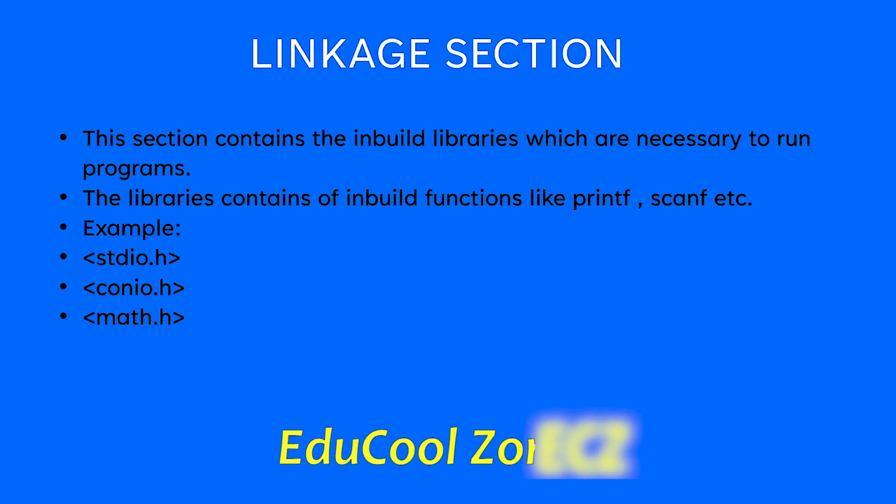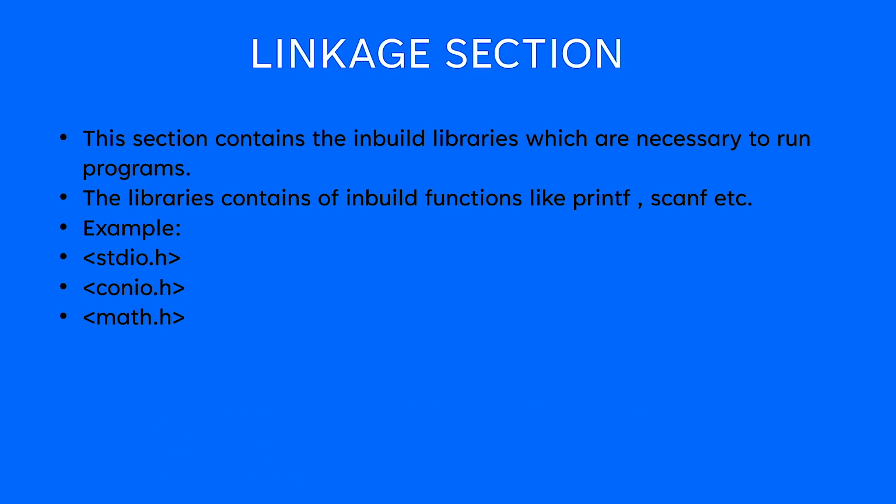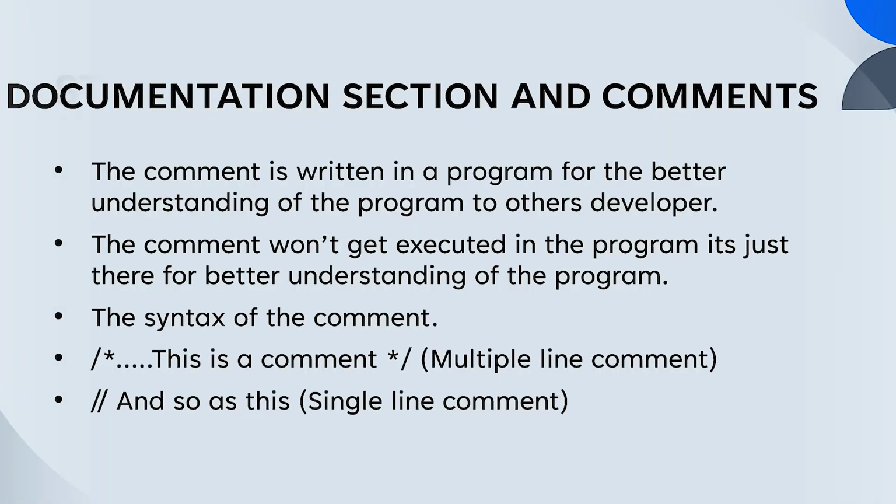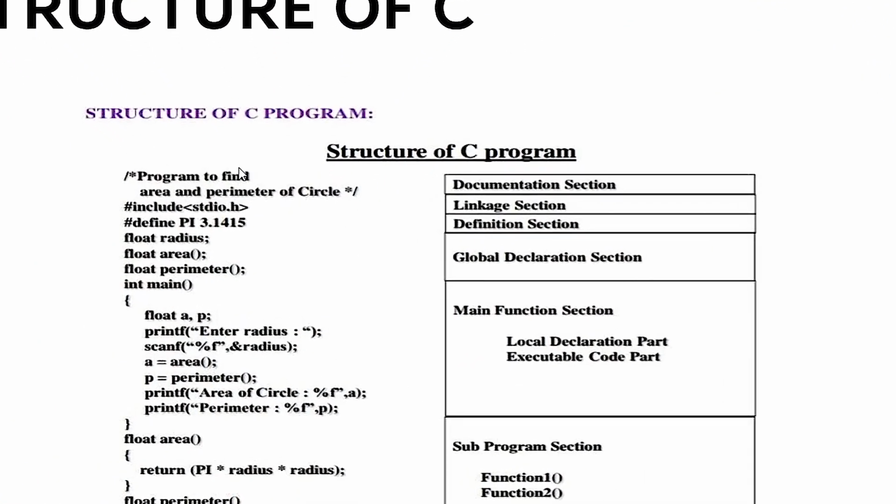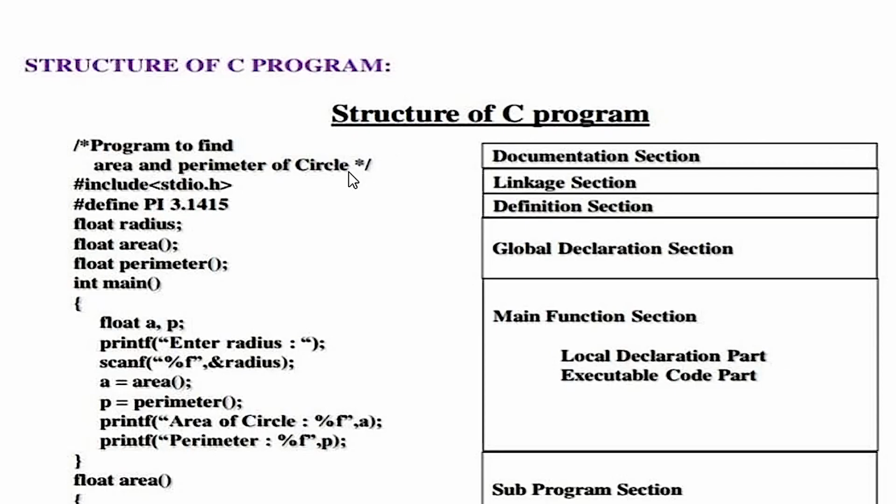Today we are going to learn about the topic known as linkage section, which is one of the sections in the structure of the C program. So let's get started. Why do we have to use this linkage section in our program? As you can see over here, the first section was the documentation section, which is absolutely not compulsory. It just indicates a good habit if you put the documentation section by using comments.